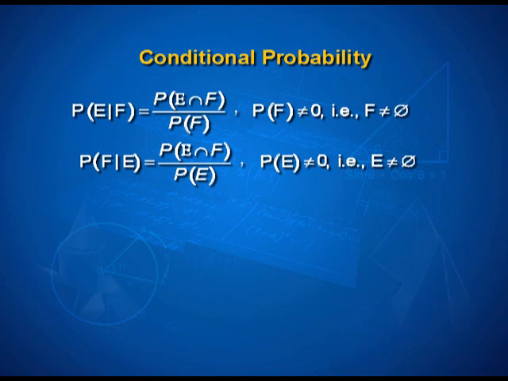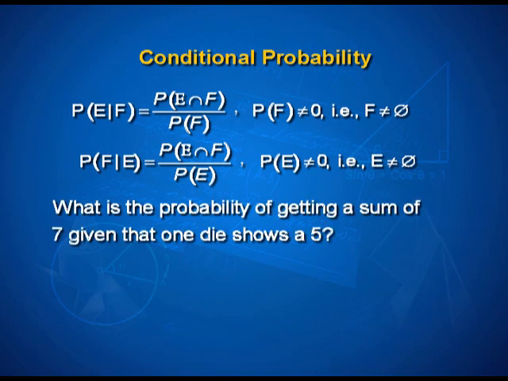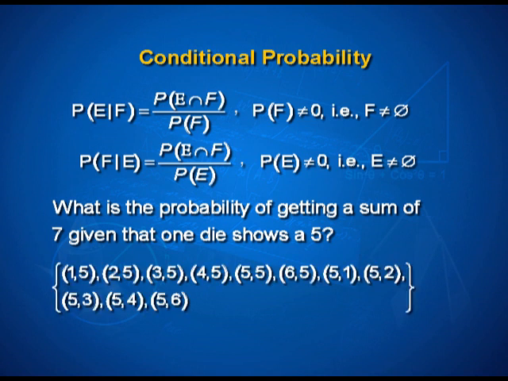In a situation like this, where it says what is the probability of getting a sum of 7 given that one die shows a 5, an example that we discussed earlier as well. If I know that one die shows a 5, then these are the 11 possible outcomes. Out of these 11, there are 2 cases in which a sum of 7 is also satisfied. So, that means these are the 2 possible outcomes in which E and F, both conditions, are being satisfied.